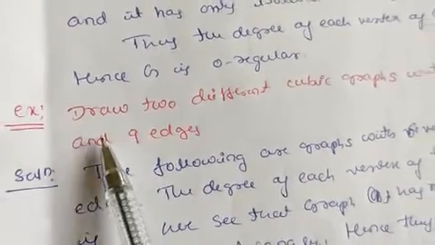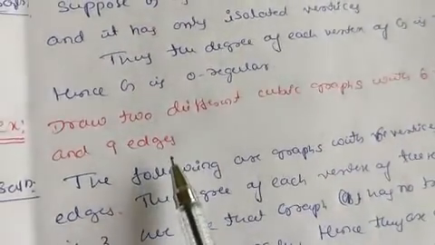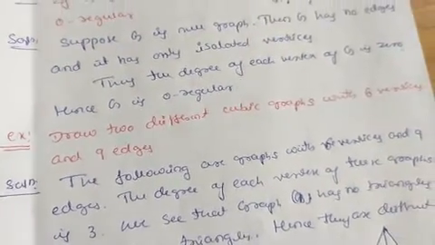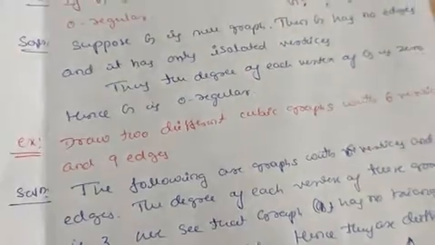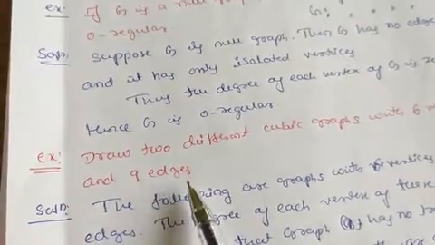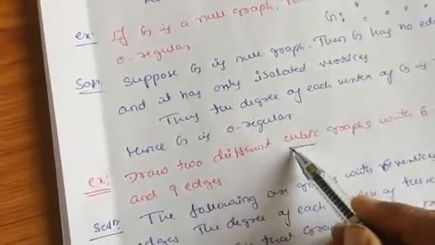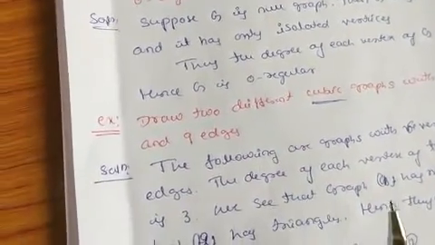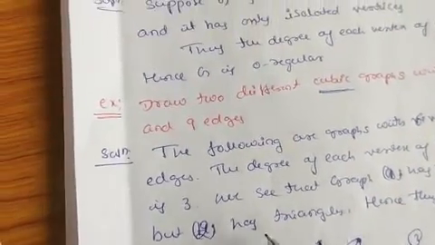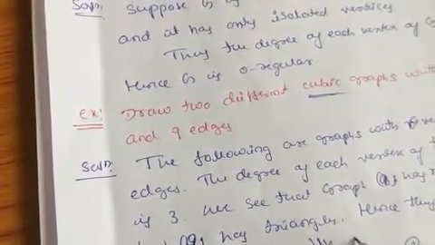Take one more example. Draw 2 different cubic graphs with 6 vertices and 9 edges. The condition is that you take 6 vertices and this graph should have 9 edges. It is cubic, meaning each vertex should have 3 edges, that is, the degree of each vertex is 3. So first you take this graph: V1, V2, V3, V4, V5, V6.